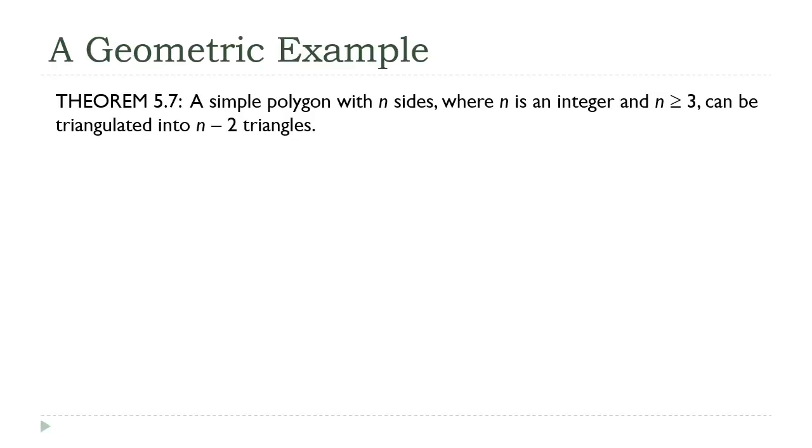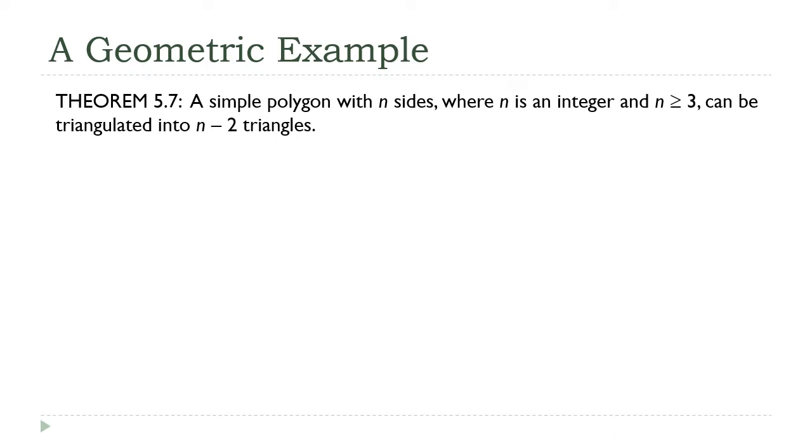In this lecture, we're going to look at an example of a geometric proof, a geometric theorem that we can prove using strong induction. What we've got here is a statement about simple polygons where we know the number of sides. N is an integer, obviously, since we've got to have an integer number of sides, and n is greater than or equal to 3, which is the smallest size for a polygon. It's a triangle. And with this kind of polygon, we can triangulate it with n-2 triangles.